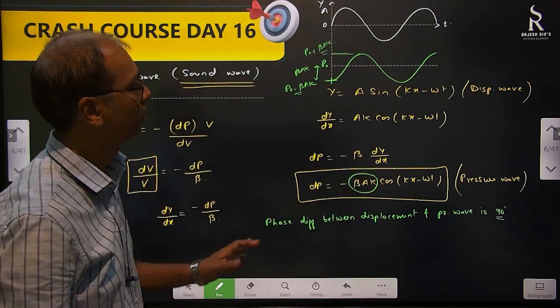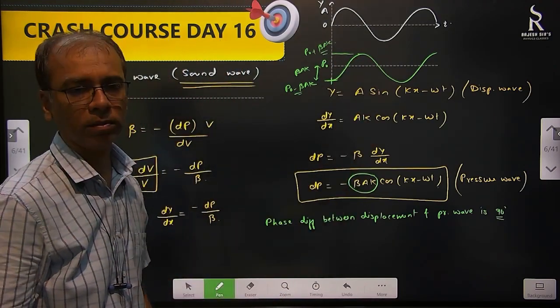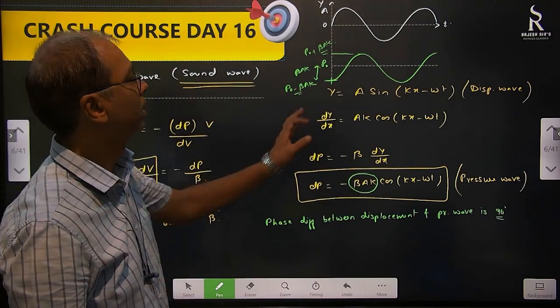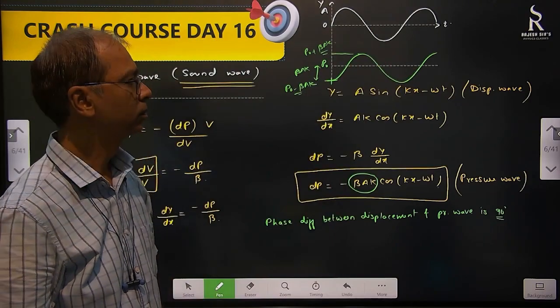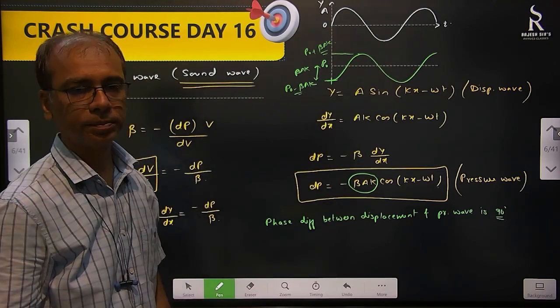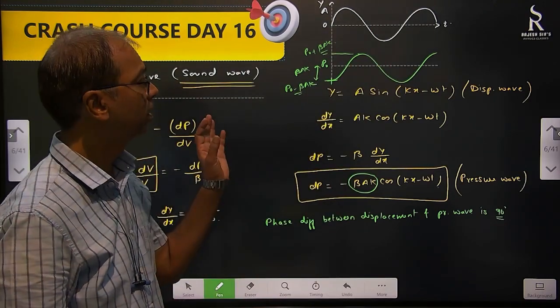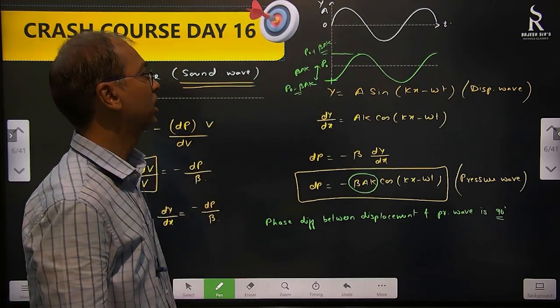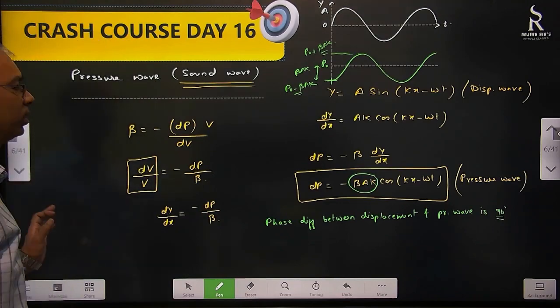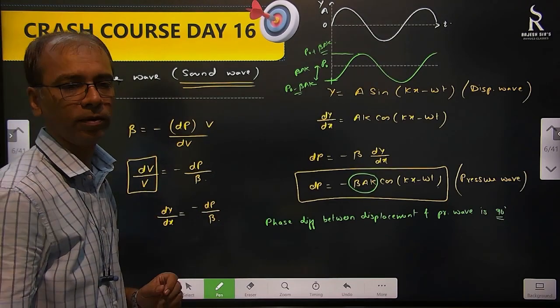What is the frequency, what is the wavelength, everything is the same. There is no change, but the function has changed. There is a phase difference of 90 degrees between the two. Because of that, there will be a difference in the standing wave. Okay, what difference is there in the standing wave? The previous standing wave that we were talking about was the displacement wave.